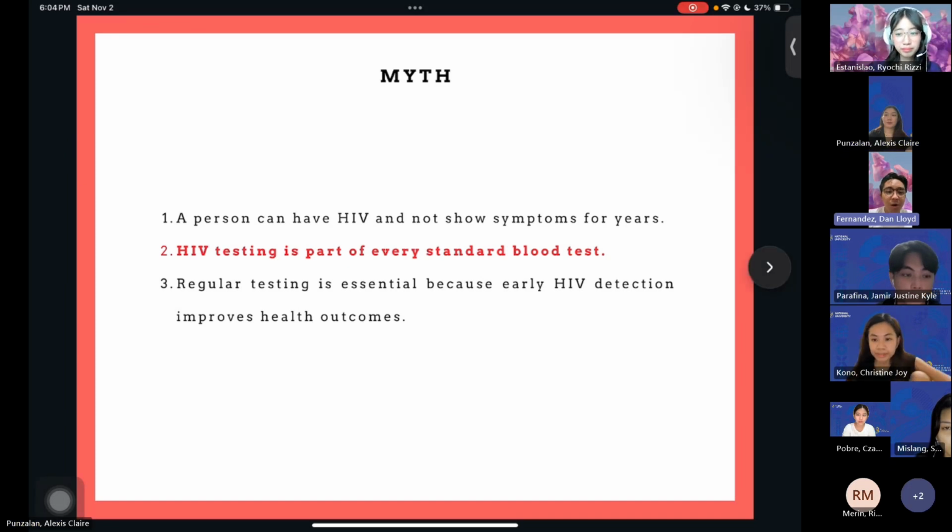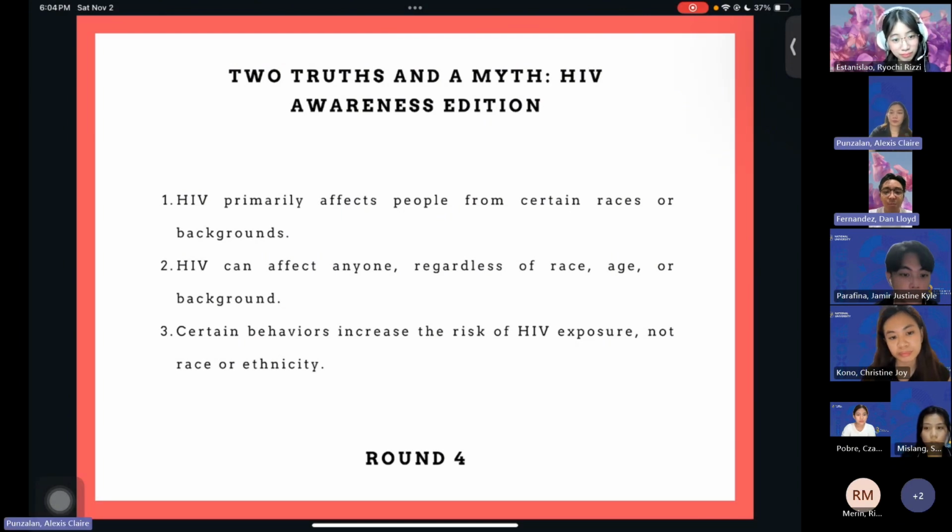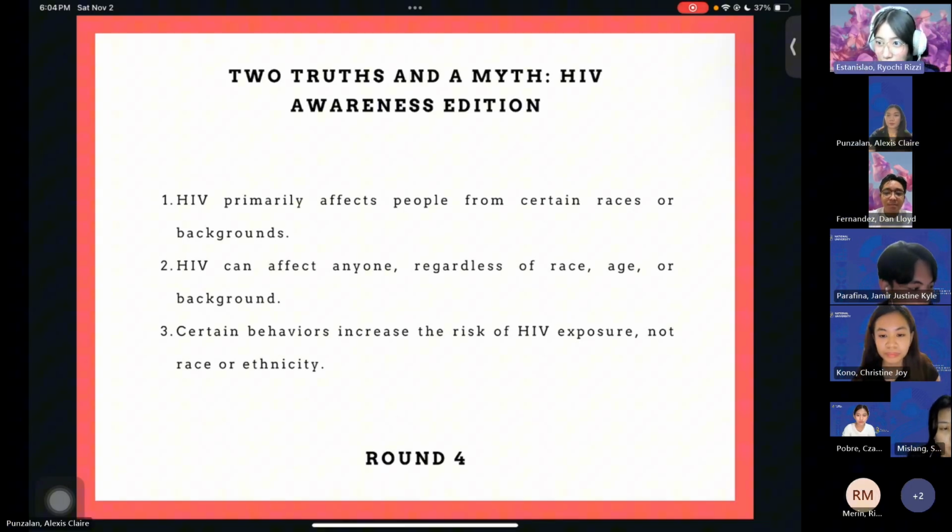Okay, moving on to question four. HIV primarily affects people from certain races or backgrounds. The next one is HIV can affect anyone, regardless of race, age, or background. For the last statement, certain behaviors increase the risk of HIV exposure, not race or ethnicity. Which do you think is the myth? Okay, now you can raise your hands. Mr. Parafina, what's your answer?